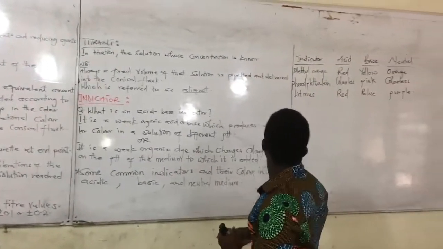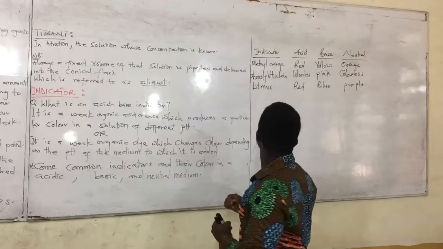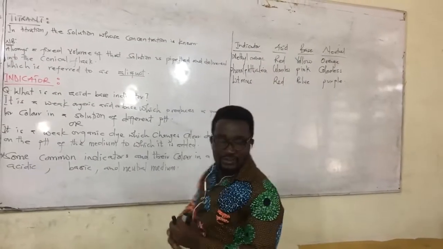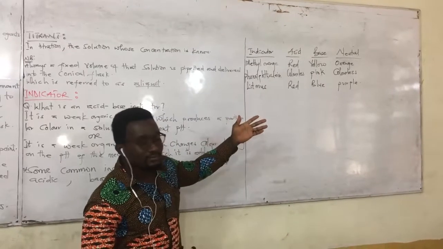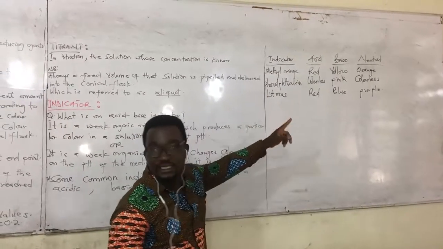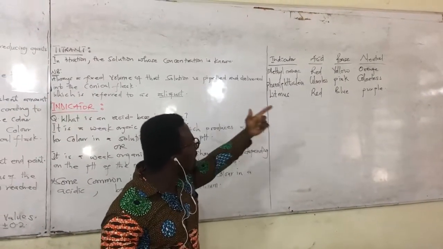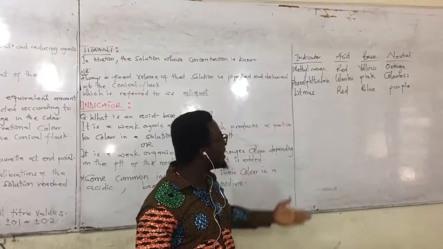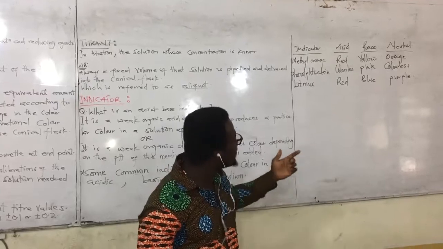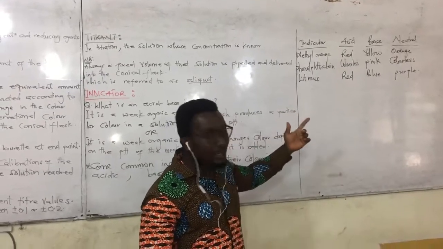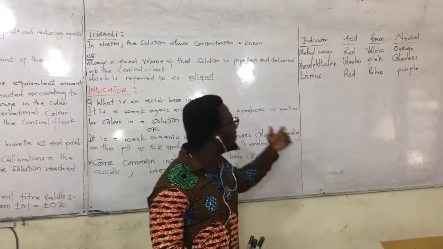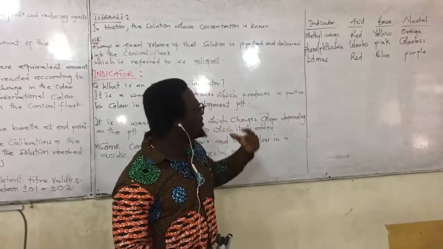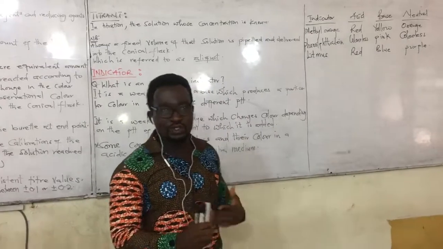In summary, that is the summary of the table. Methyl orange in an acid produces red color. In a basic medium produces yellow. In a neutral medium produces orange. Phenolphthalein in an acidic medium produces colorless. Phenolphthalein in a basic medium produces pink. Phenolphthalein in a neutral solution produces what? A colorless form.